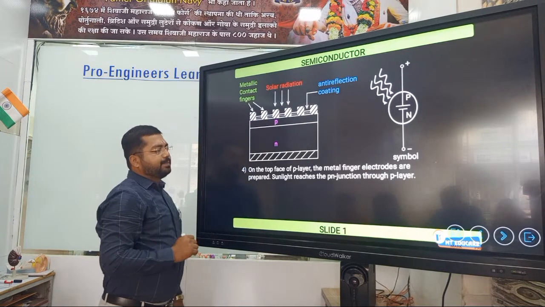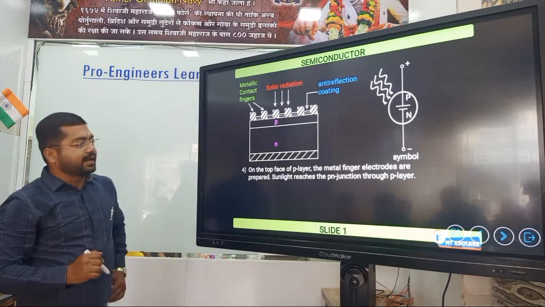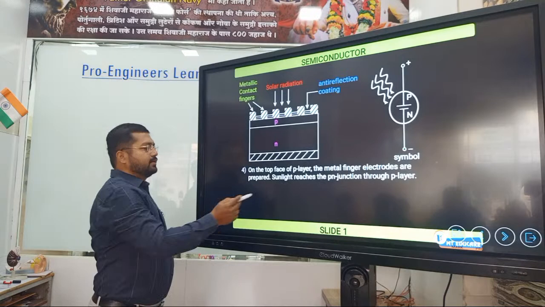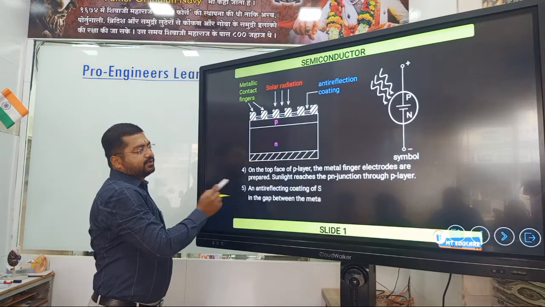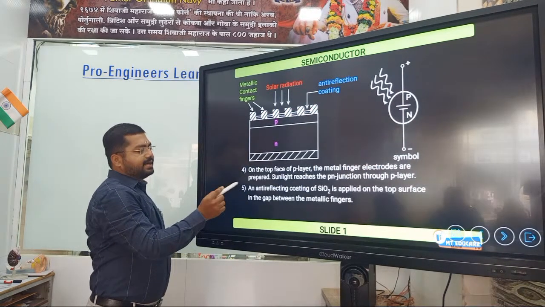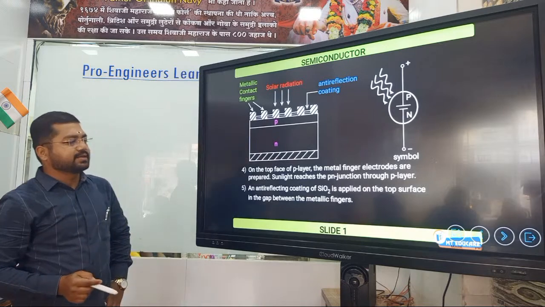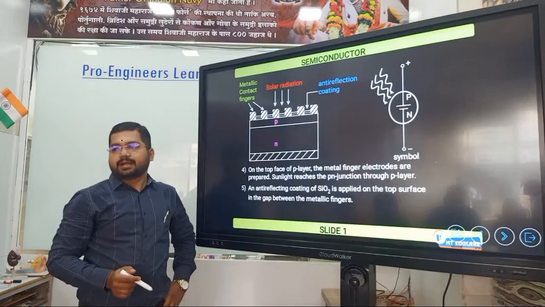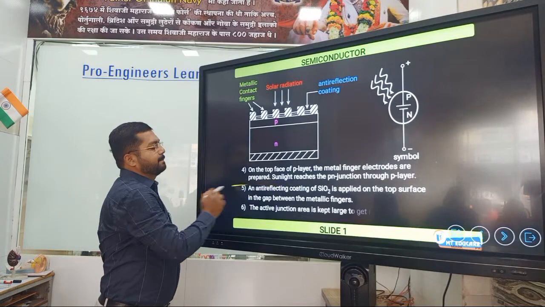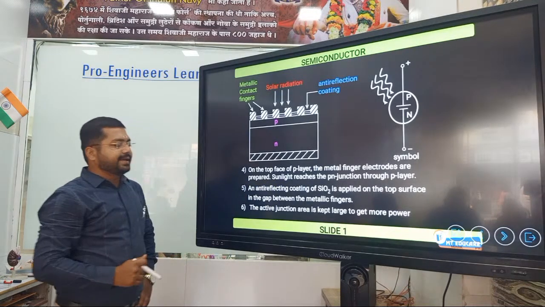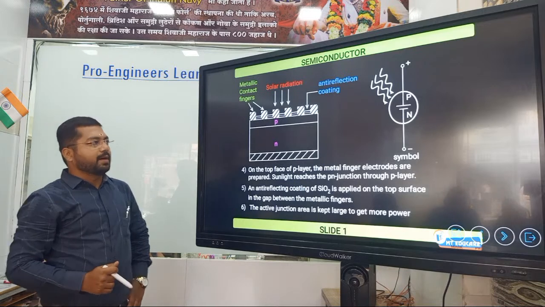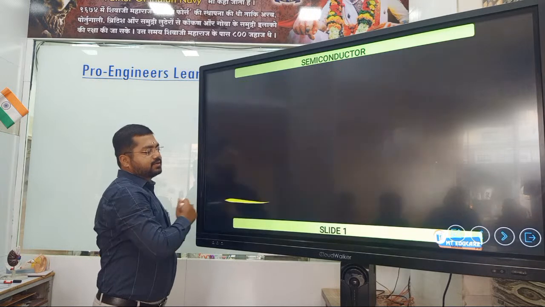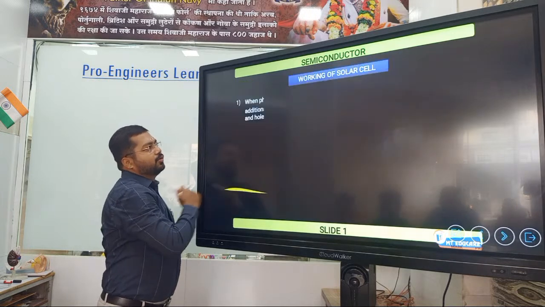On the top face of the P layer, metal finger electrodes are prepared. Sunlight reaches the PN junction through the P layer. An anti-reflecting coating of SiO2 is applied on the top surface in the gap between the metallic fingers. The active junction area is kept large to get more power.